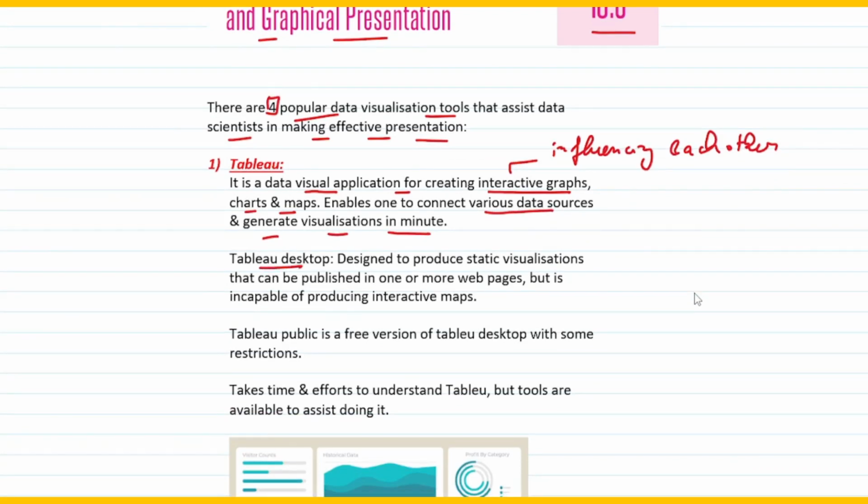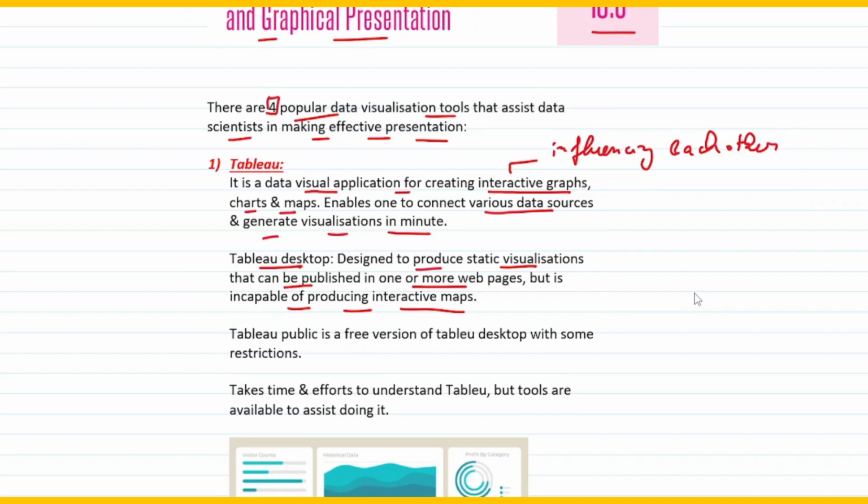Okay. Now what is this Tableau Desktop? First of all, it is first of its kind. So before Tableau, what came up was Tableau Desktop. Okay, it was designed to produce static visualizations that can be published in one or more web pages, but is incapable of producing interactive maps. Okay, the drawback of using Tableau Desktop is that this was not interactive, right? The Tableau that we have right now is more interactive in nature, right? But the Tableau Desktop which was there earlier was not interactive.